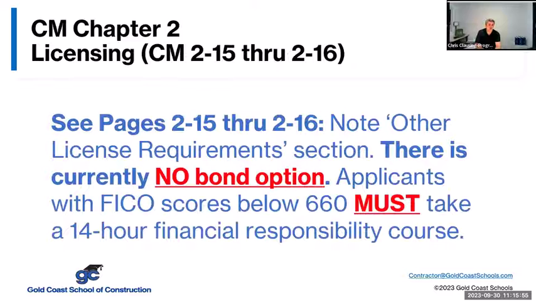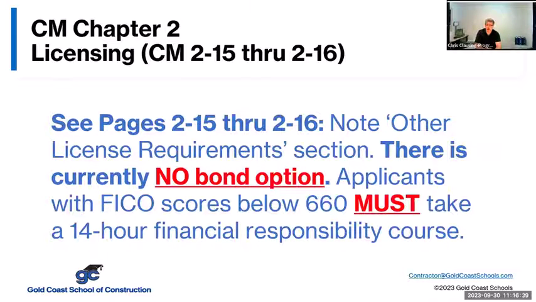Next page, 2-15 to 2-16, you're going to note the other license requirements. There's currently no bond option. So this is a section where, as I mentioned earlier, the statute's now updated and the book is not. So right now there's no bond option. The book says applicants with a FICO score below 660 must take a 14-hour course. If you see this question on the exam, I don't think you will, because this is different. But if you do, you've got to go with what's in the book, because this is what they're asking about. I just want to make you aware.